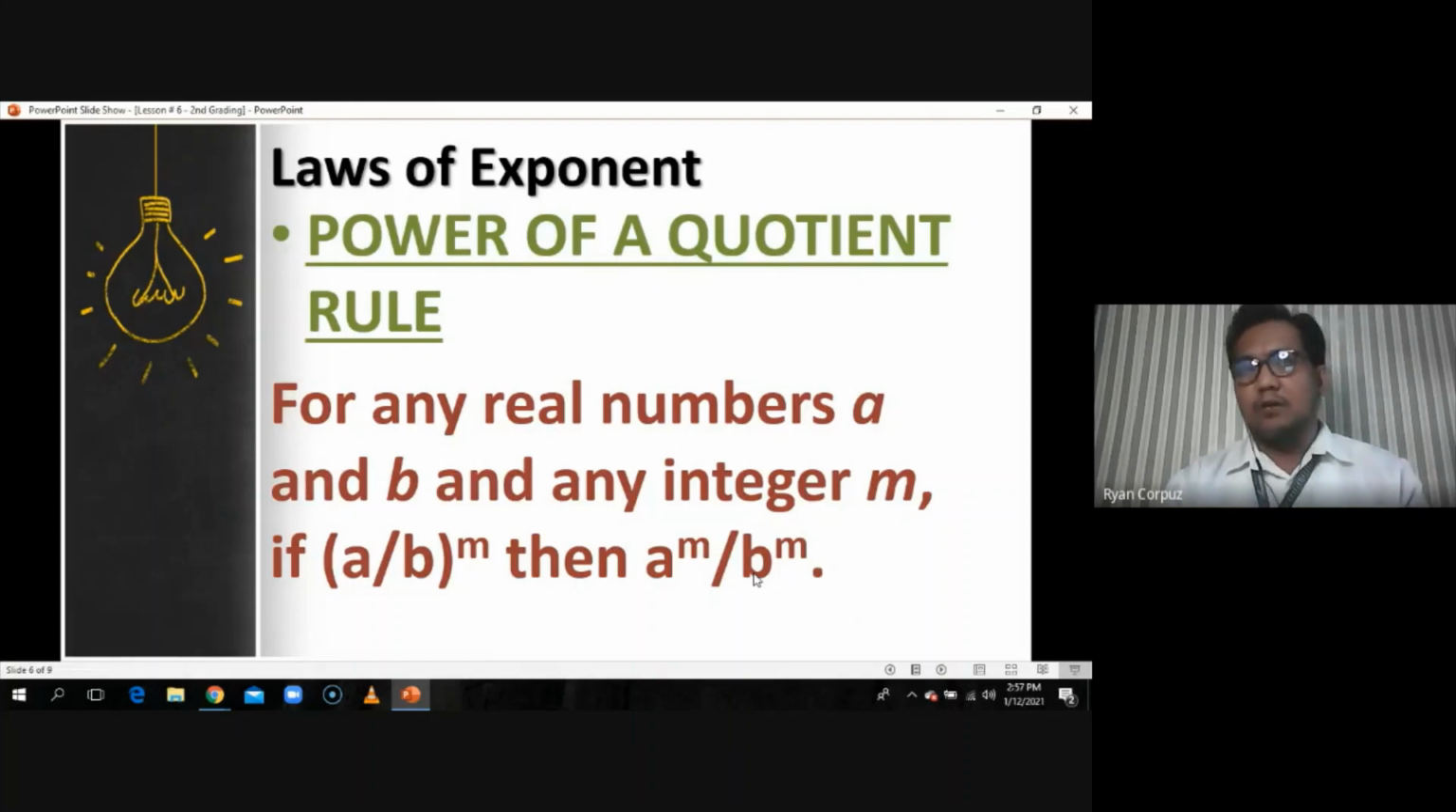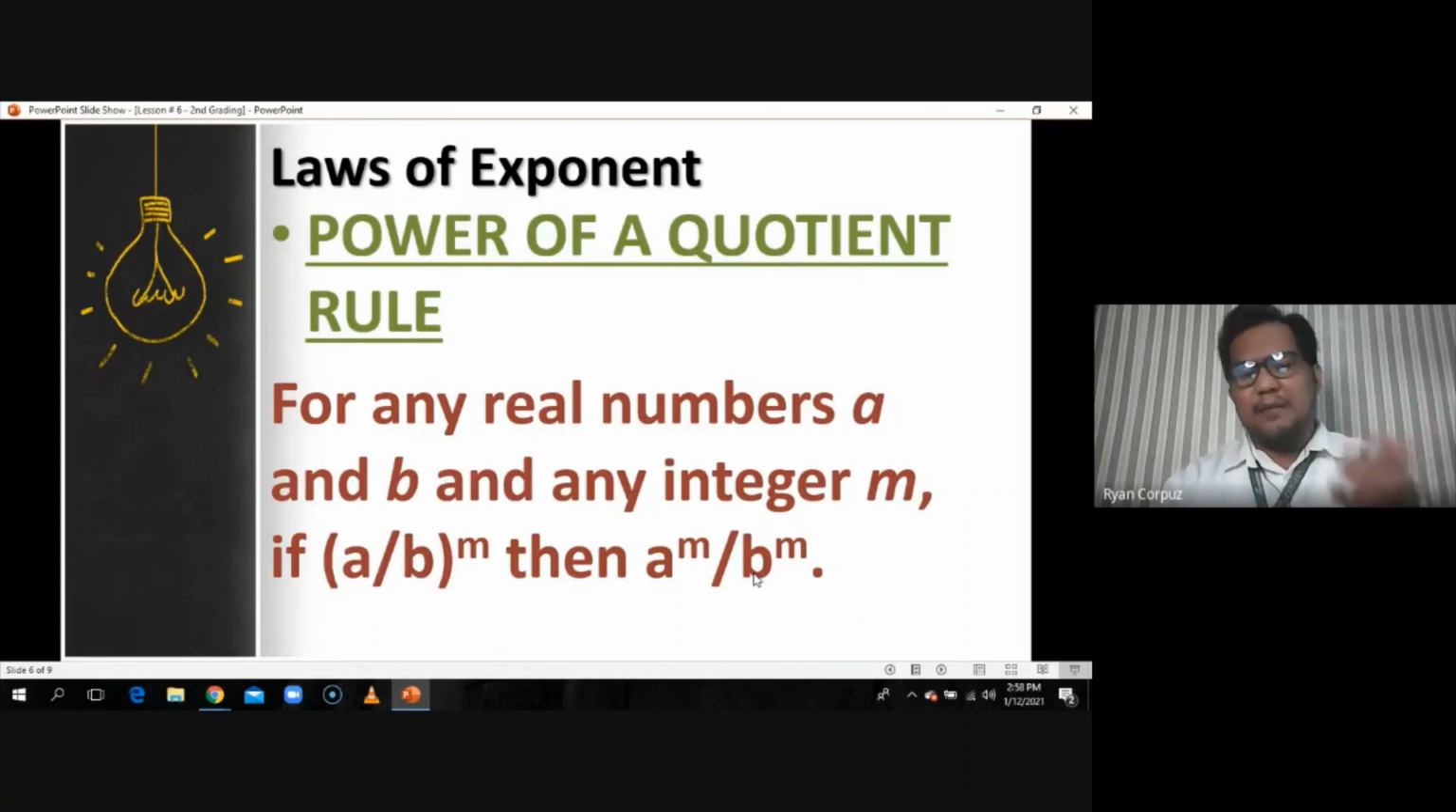What were those again? First, we have the product rule. Second, we have the power of a product rule. Third, we call that the power rule. Fourth, we have the quotient rule. And the fifth one, we call the power of a quotient rule.